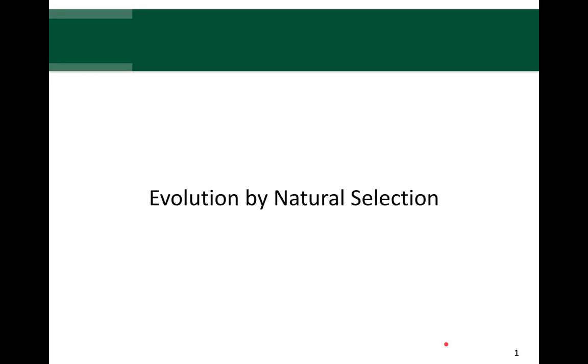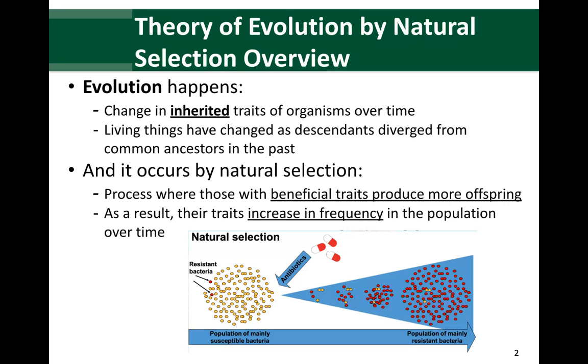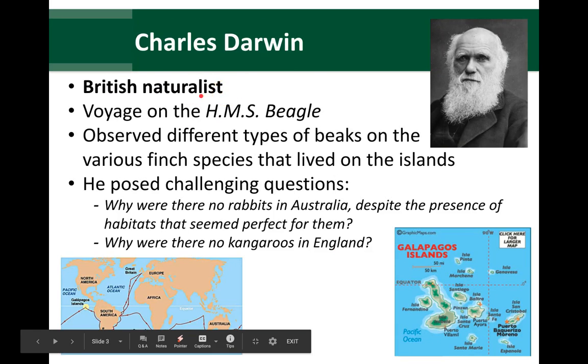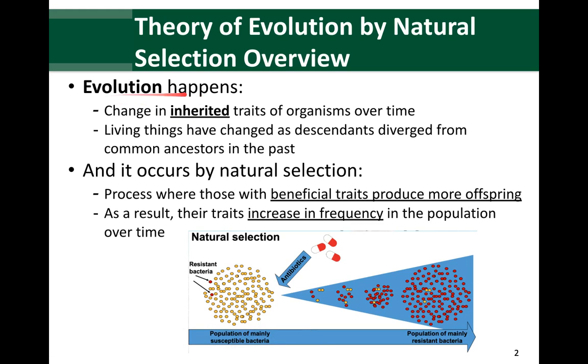Natural selection. Previously, we discussed the evidence for it, and now we're going to get into the mechanism by which it occurs. So we know that evolution happens. It is specifically the change in inherited traits over time. And not only does evolution happen, but we know that it occurs by natural selection.